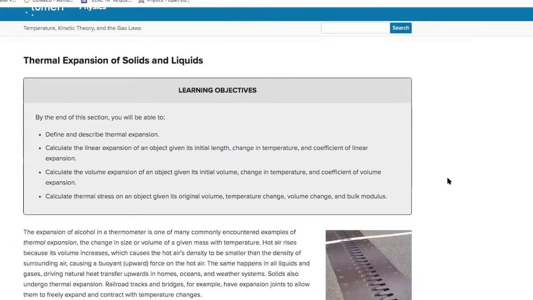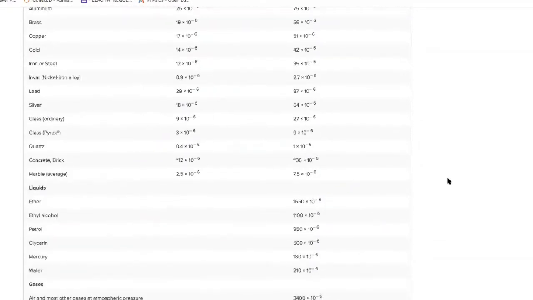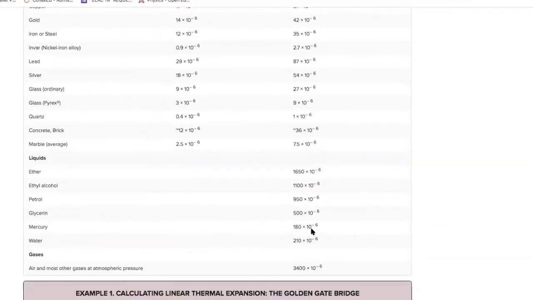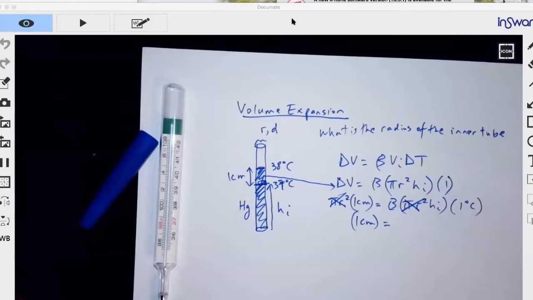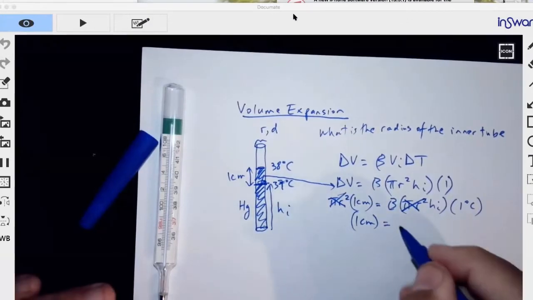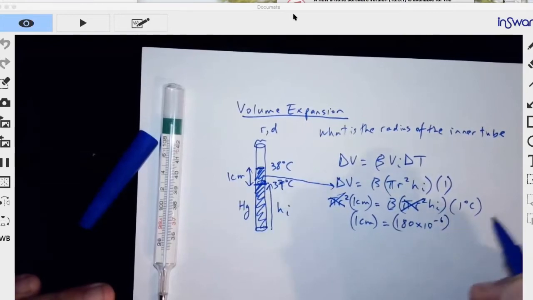I think that we saw this site yesterday, right? Yes. Mercury, 180 times 10 to the minus 6. Water was 210, but remember, water was highly dependent on the temperature. Mercury's is probably more stable, 180 times 10 to the minus 6. Okay, so this is 180 times 10 to the minus 6.